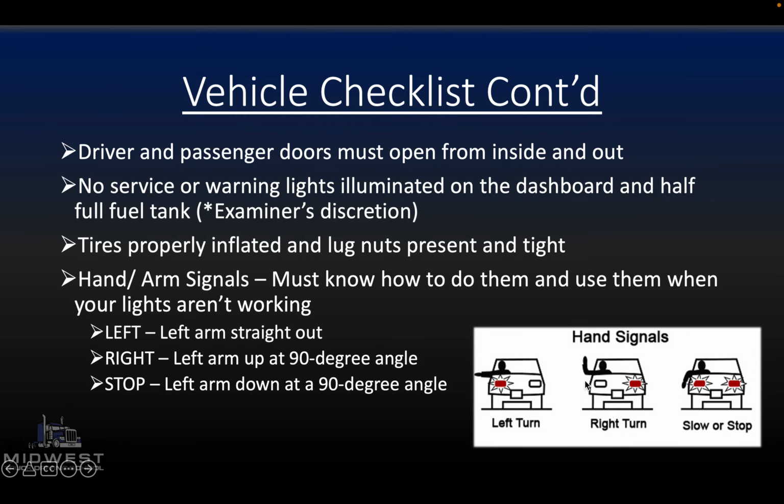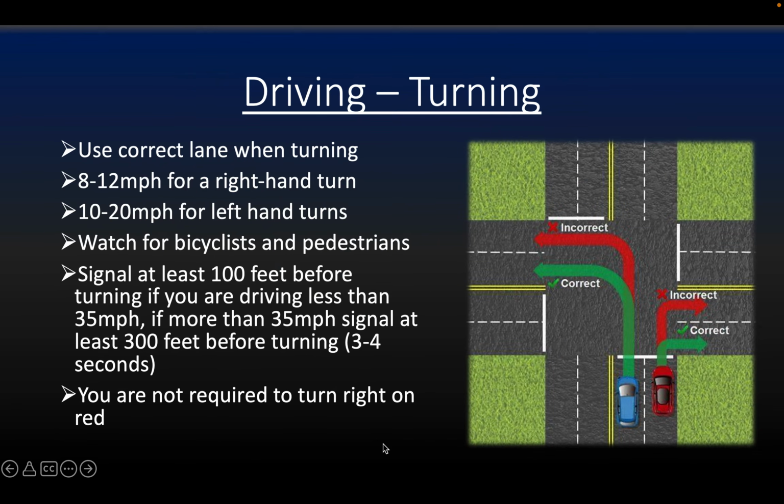You got your hand straight out, and that means we're turning right. And then stop, left arm down at a 90-degree angle like this. That tells us that we're slowing down, we're stopping. That is kind of the equivalent of brake lights in the hand-arm signal environment. So make sure you know the proper hand and arm signals out on the road.